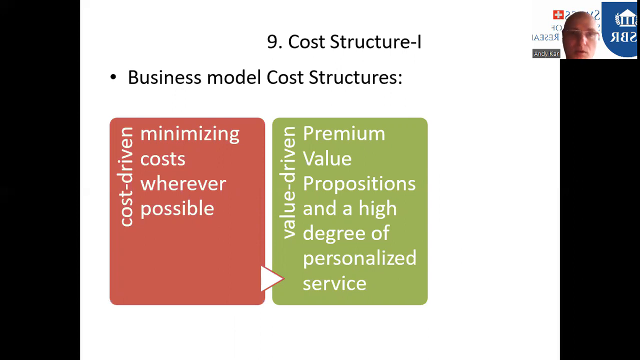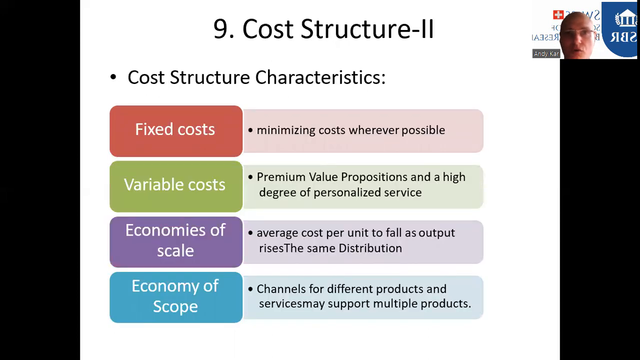We have business model cost structures. We have the cost-driven, which has to do with minimizing costs wherever possible. And we have the value-driven, with premium value propositions and a high degree of personalized service. Okay, so we have two different cost structures in terms of the business model. We have cost structure characteristics. We have the fixed costs, minimizing costs wherever possible.